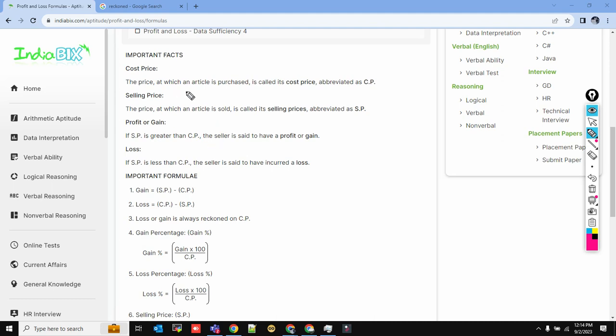Okay, let's see profit and loss. So you are buying an item for X rupees, that will be the cost price. And if you are selling, that will be the selling price. So obviously profit will be selling price minus cost price.